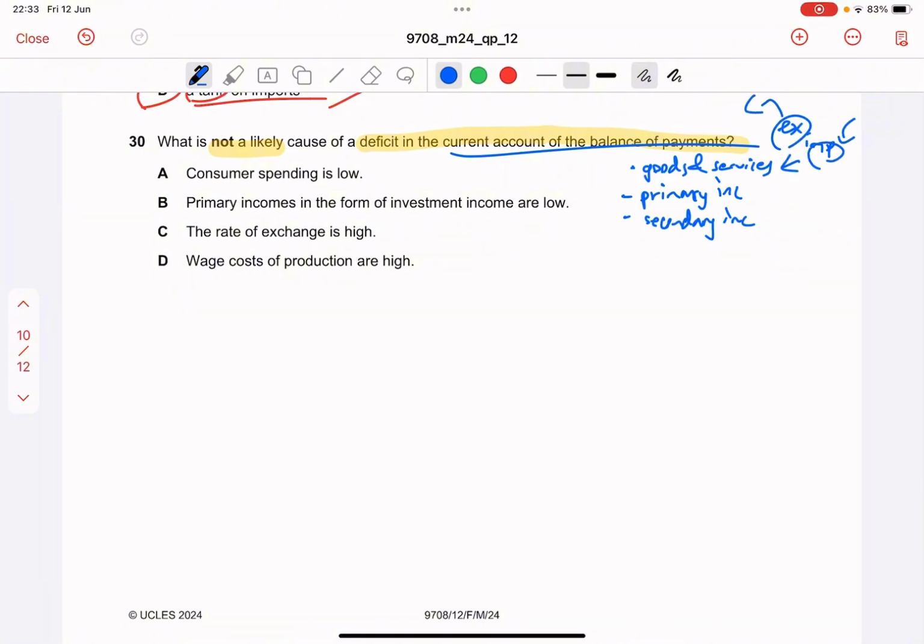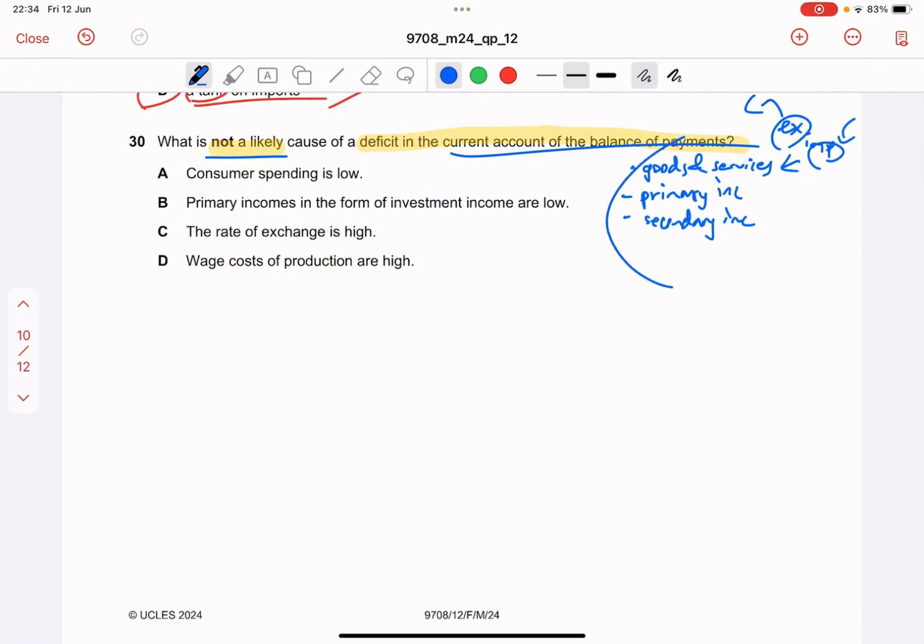Primary income being income or payments coming in from abroad, such as wages from a worker working abroad, or dividends on foreign investments. Secondary income referring to transfer payments, which basically means that you get the money for free without needing to give anything in return. For example, foreign aid. Now the question asks, what is not a likely cause for a deficit on the current account?